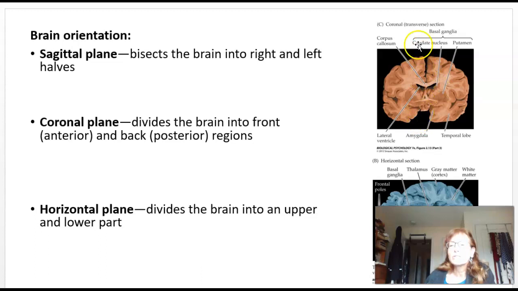When we're cutting in this direction, we're doing this coronal piece. And this is really important because in this area we can really see some changes in people who have schizophrenia. So we'll talk about that. That's coming up in our Kandel reading.